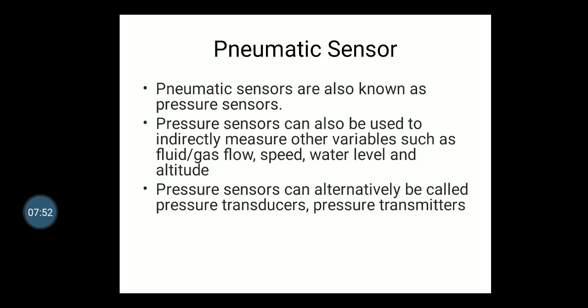Pneumatic sensor. A pneumatic sensor is also nothing but a pressure sensor. So if anyone asks you about pressure sensor and pneumatic sensor, basically both are the same. Both have the function of measuring pressure only. A pressure sensor can also be used to indirectly measure other variables such as fluid or gas flow, speed, water level and altitude. Pressure sensors can alternatively be called pressure transducers or pressure transmitters. We have also seen the working of this in the strain gauge, and a strain gauge is also used in this type of sensor.